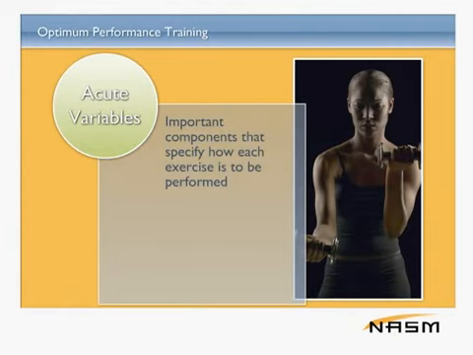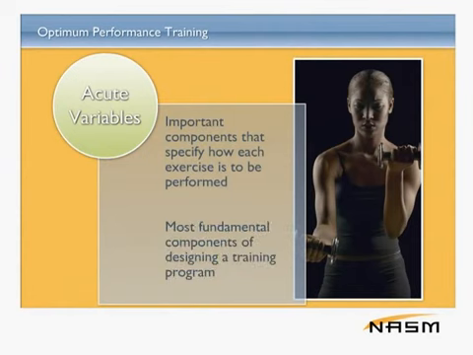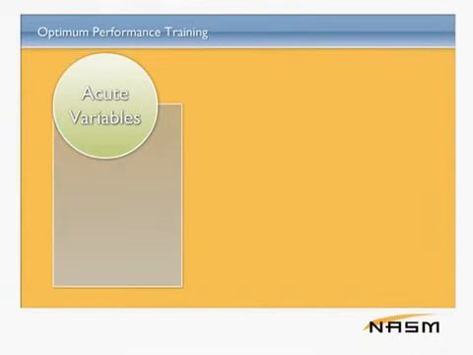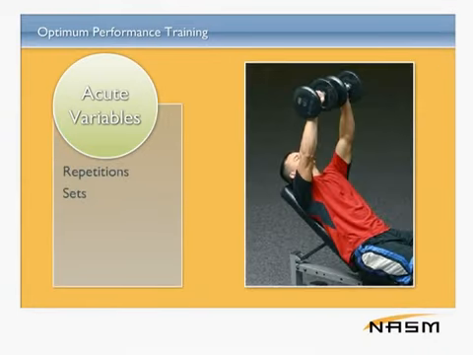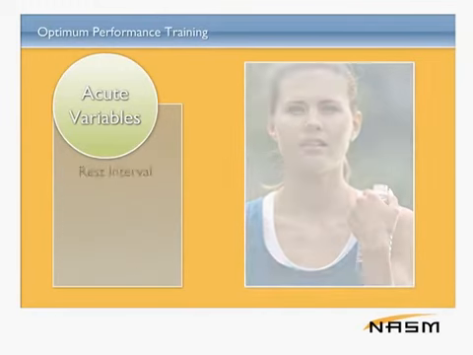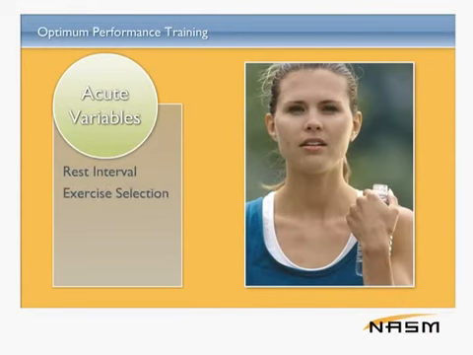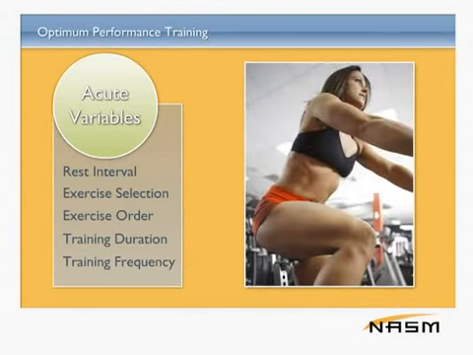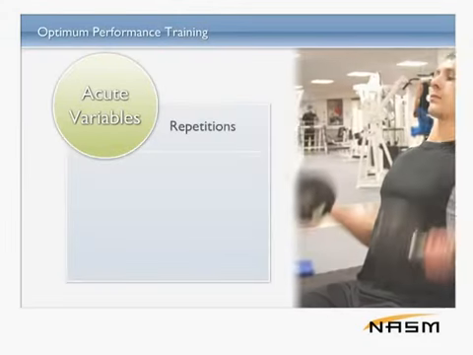Acute variables are important components that specify how each exercise is to be performed. Acute variables are the most fundamental components of designing a training program. They determine the amount of stress placed upon the body and, ultimately, what adaptation the body will incur. Acute variables include repetitions, sets, training intensity, training volume, repetition tempo, rest interval, exercise selection, exercise order, training duration, and training frequency. Starting with repetitions.